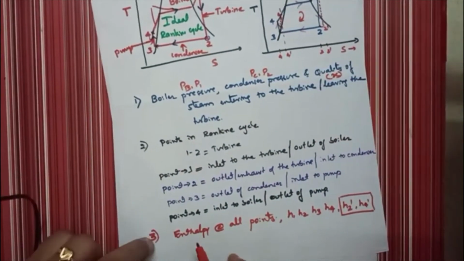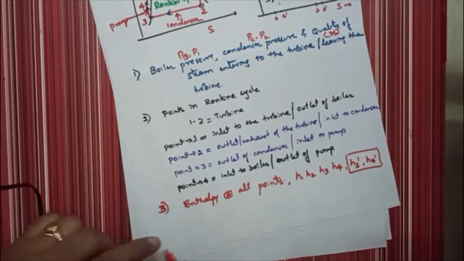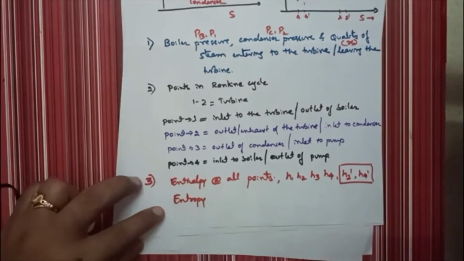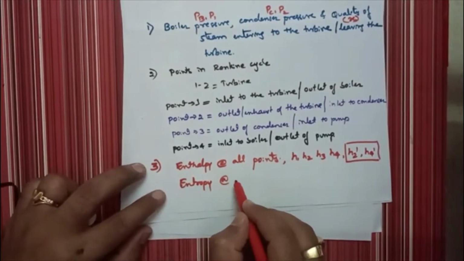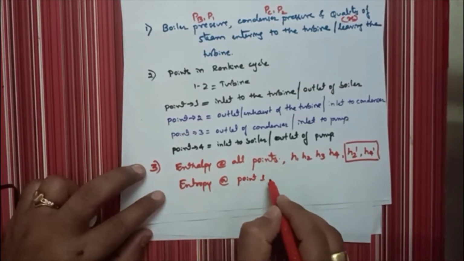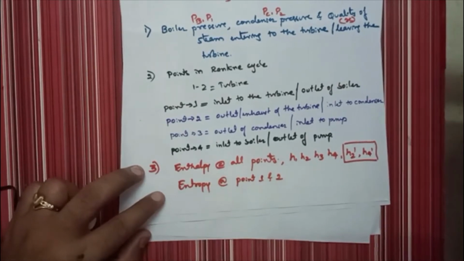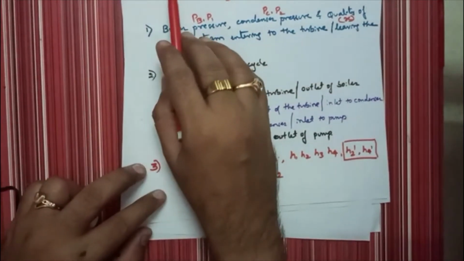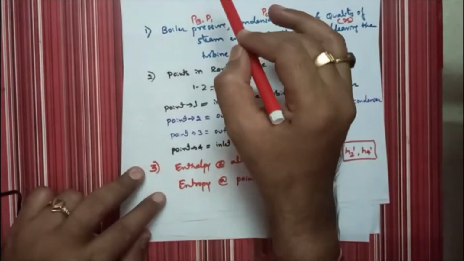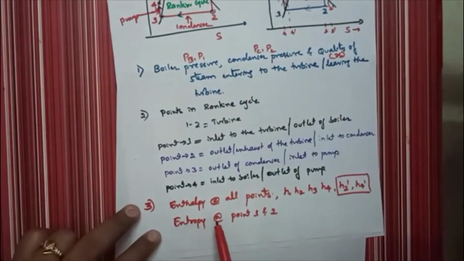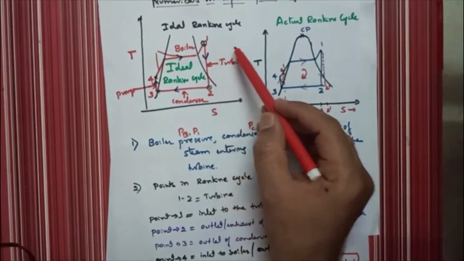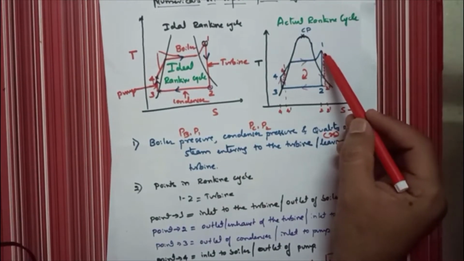Okay. Similarly, you calculate entropy at point number 1 and 2. We don't need entropy at point number 3 and point number 4. And dear students, don't remember only the points 1 and 2. You remember the component. For example, entropy at point 1, what does it mean? Entropy at inlet to the turbine, you have to calculate.